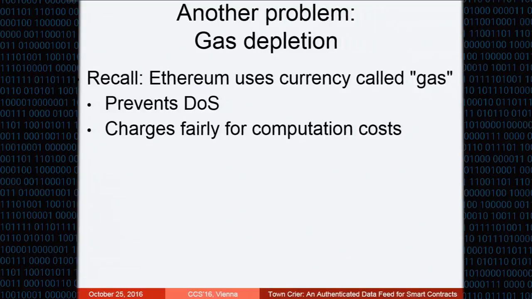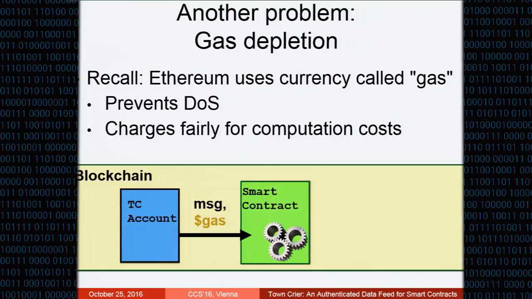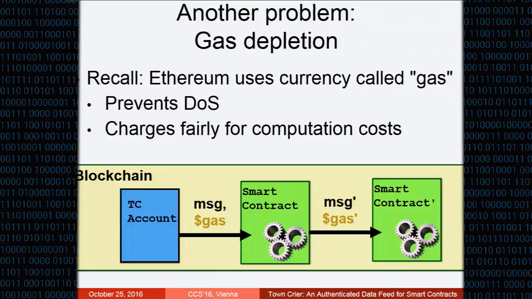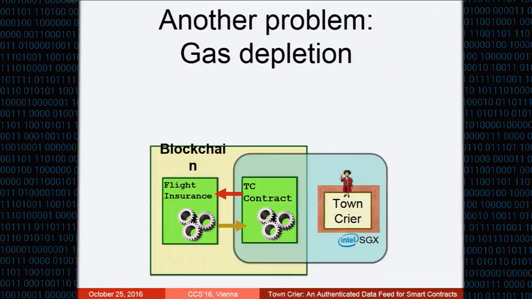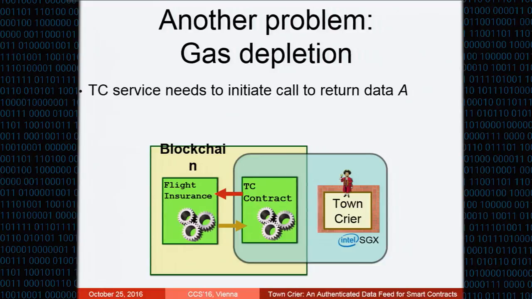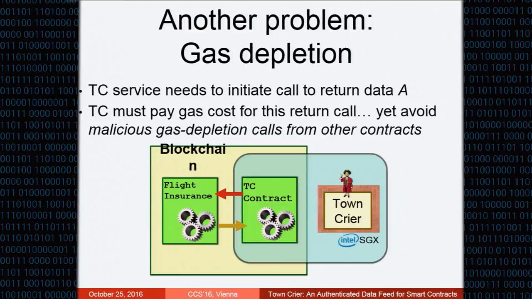So in a smart contract, if you want to send a message to another smart contract, you need to make a function call, and making that call will incur some gas cost. So the problem is Town Crier actually needs to make that call in order to return an answer. And so Town Crier must pay this gas cost, and at the same time, it has to make sure that this gas cost will not exceed the gas limit, the current gas Town Crier has.